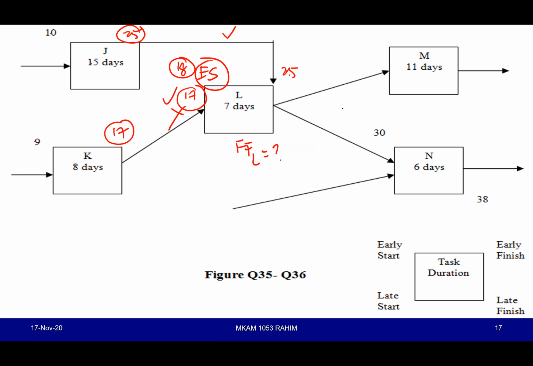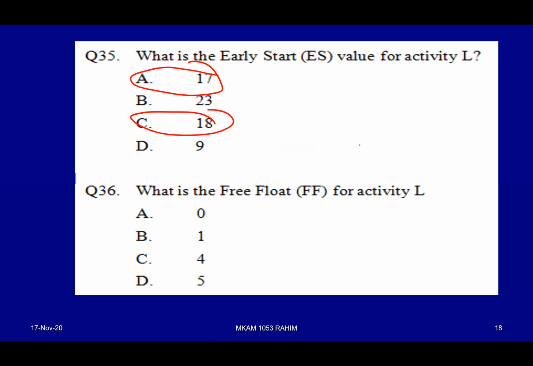So free float is the difference between this value and this value. That is as simple as that. For most of the relationships, finish to start, it is as easy as that. So if you take 30 minus 25, equivalent to 5, you notice there is an answer for that.